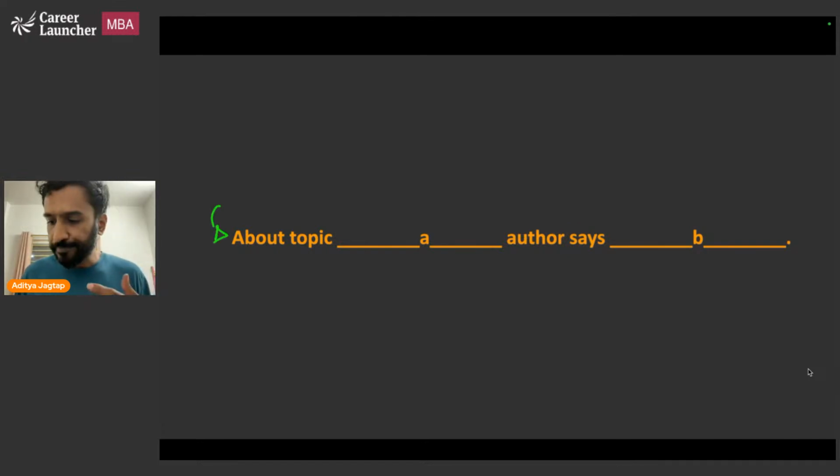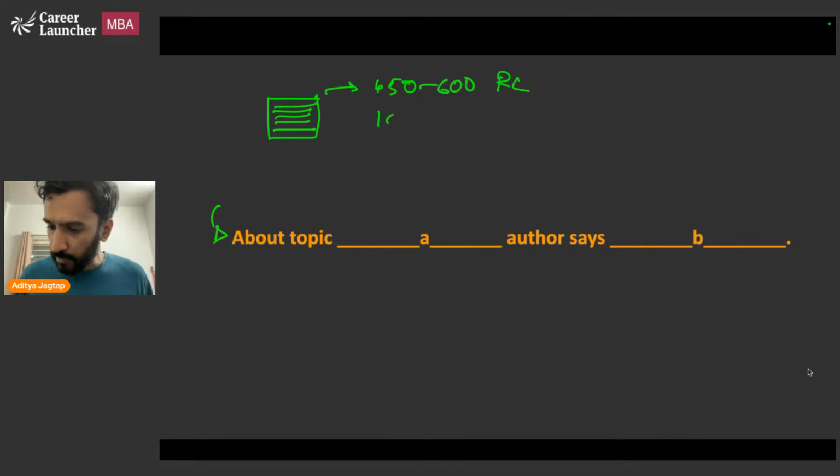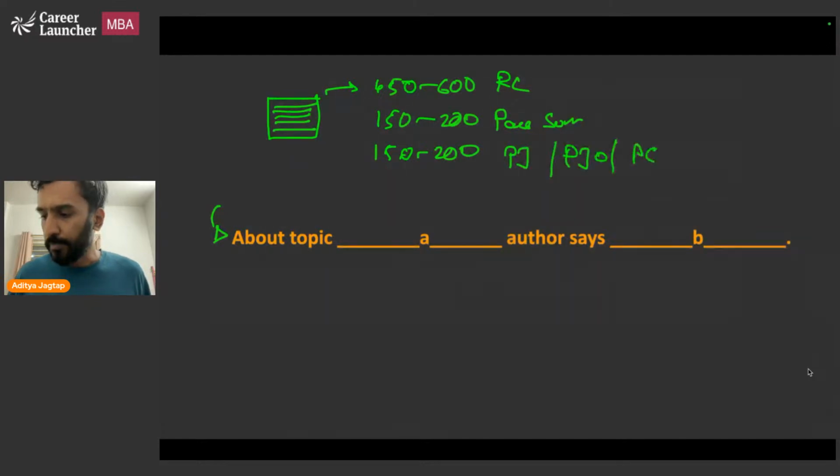para summary questions. See, what we get in the exam is text-based information of different length. This could be up to 450 to 600 words if it's an RC. This could be up to 150 to 200 words if it's a para summary, which is a VA question type, and 150 to 200 words for para jumble, odd, para completion, right? But it's all text based information. We need to do a few things with it.